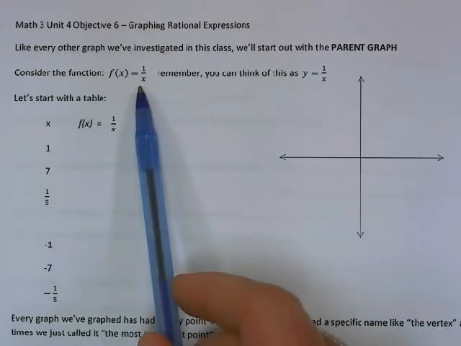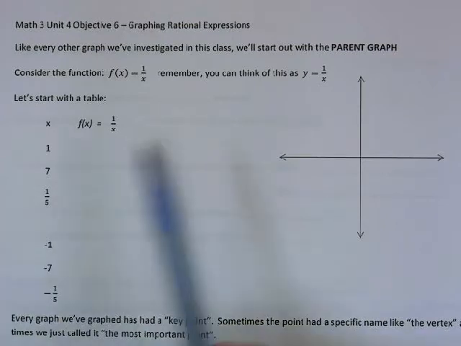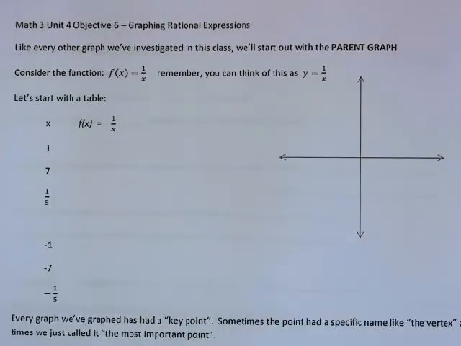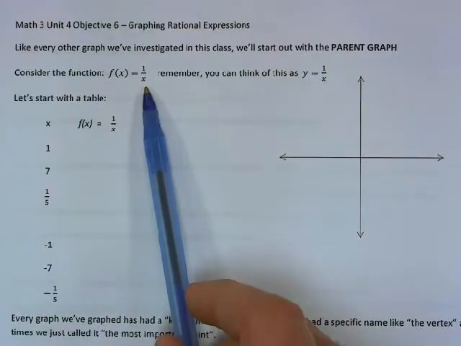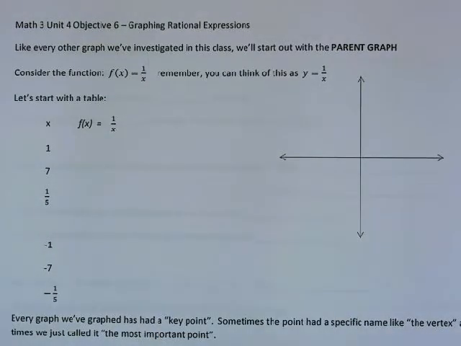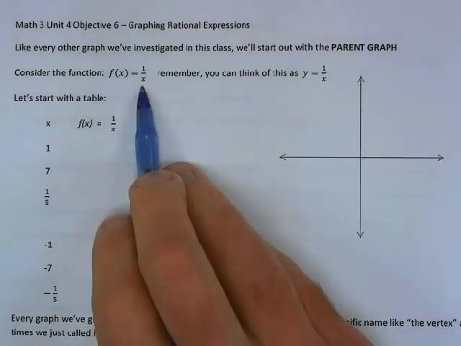Well, 1 over x is about as simple as it gets. And remember, you can think of this as y equals 1 over x. Alright, now, what does this graph look like? Well, we don't know, so how can we graph anything? Well, we can make a table, and it's not always the most efficient way to get our graph, but it will always work. Now, before we do that, though, let's look real quick at this fraction.